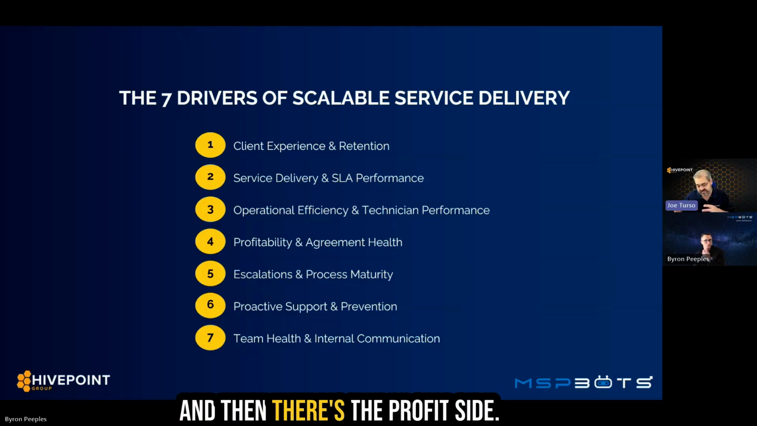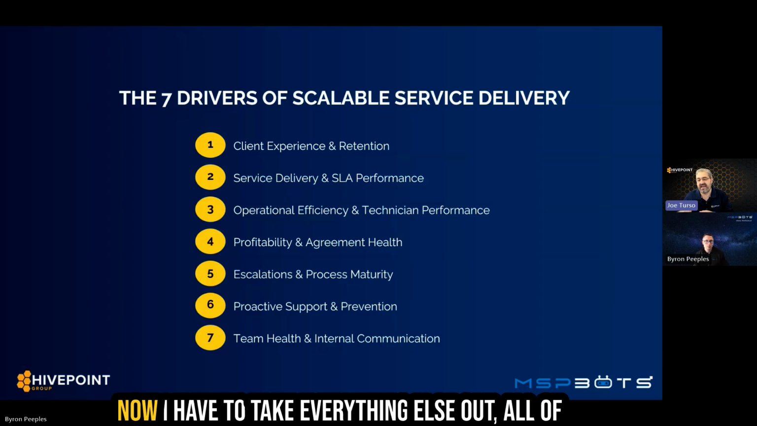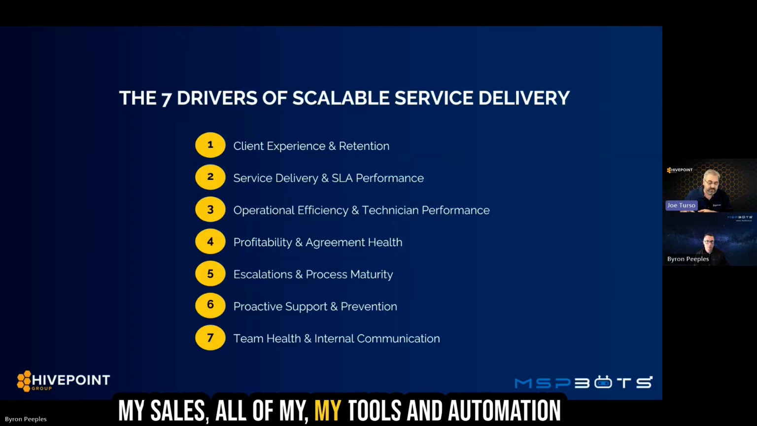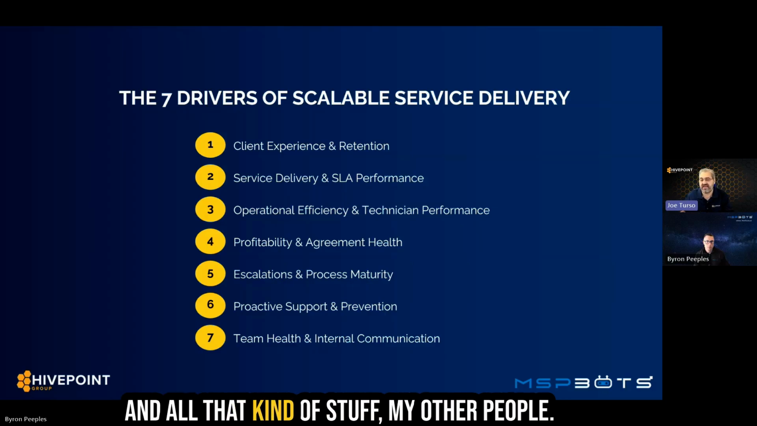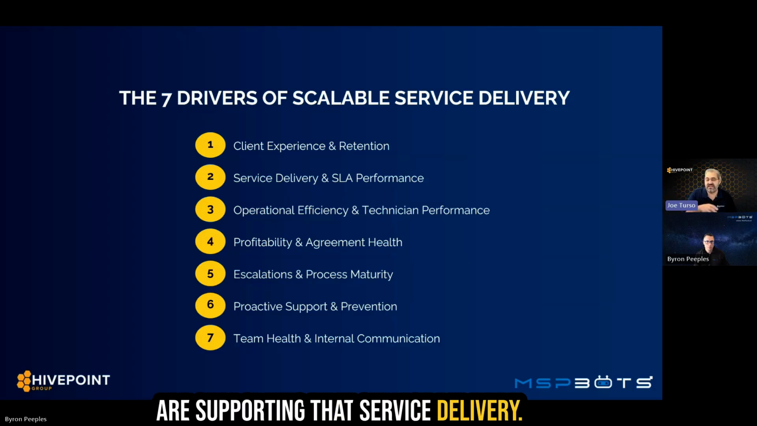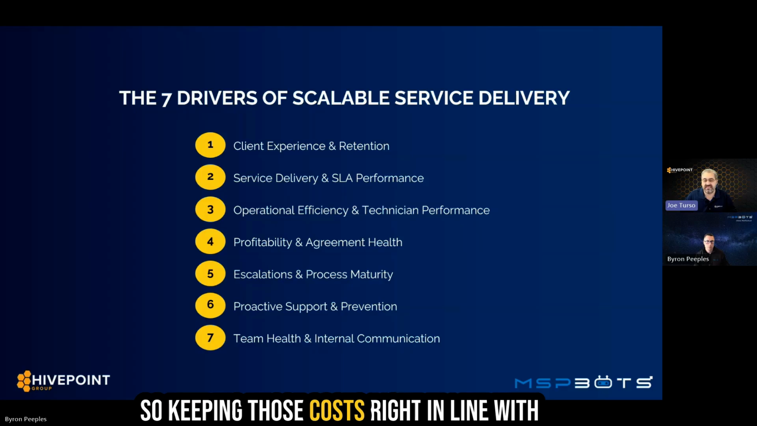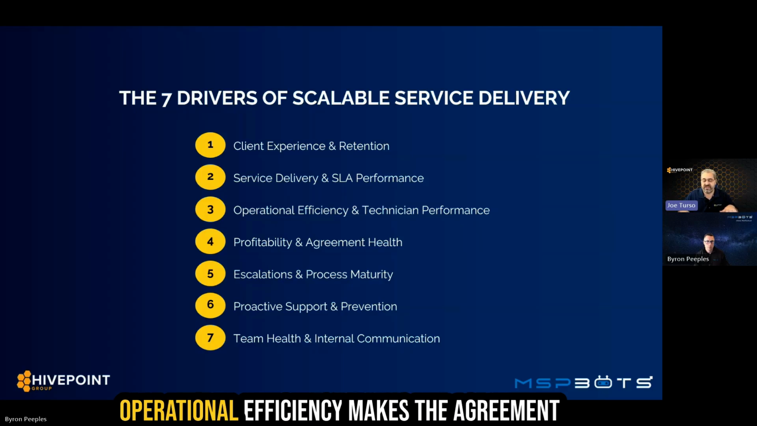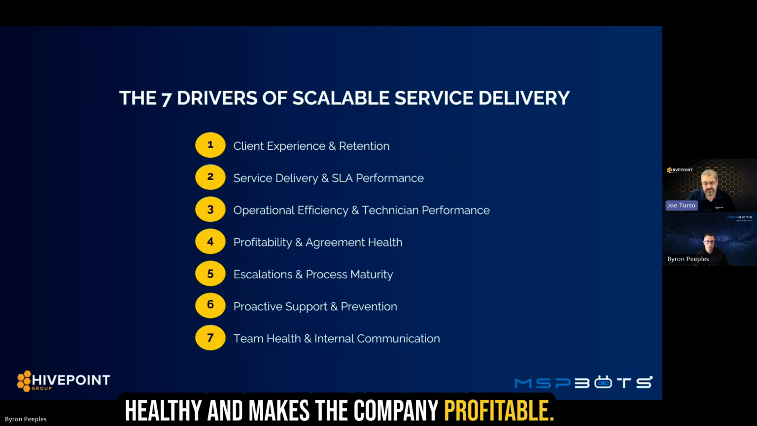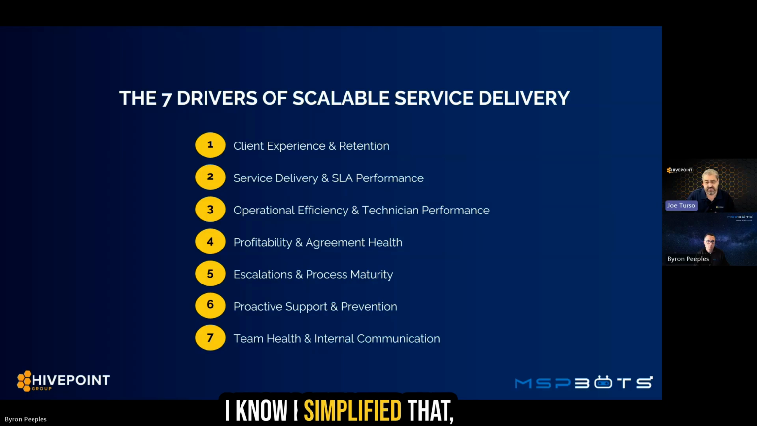And then there's the profit side. Now I have to take everything else out, all of my sales, all of my tools and automation and all that kind of stuff, my other people that are supporting that service delivery. And now I have my net profit where we want it to be 20% or more. So keeping those costs in line with operational efficiency makes the agreement healthy and makes the company profitable. I know I simplified that, but it's how it works.